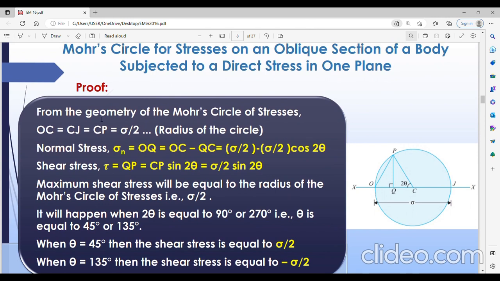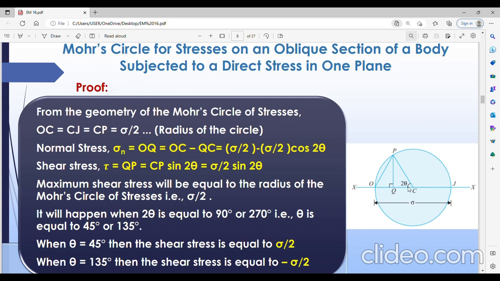The proof. Now you listen. So this is our final figure. We have drawn first OJ, which is equal to sigma. Now we have taken the center point. Now we have drawn a circle that is known as Mohr's circle. Now we have taken 2 theta angle and drawn CP. P is the point which is intersecting the circle. Now we have drawn a perpendicular to the XX line, that is PQ. Now this angle formed will be theta. So we have to know the proof, right?